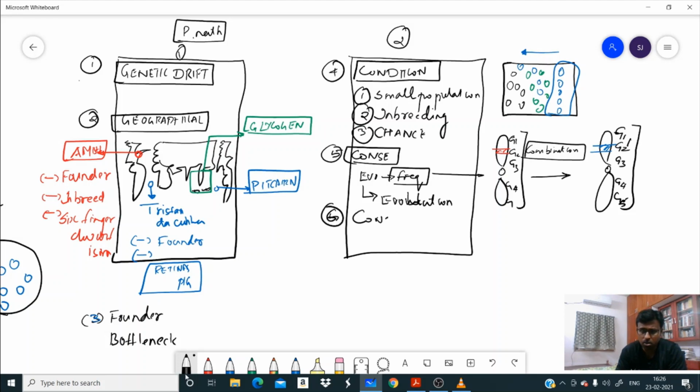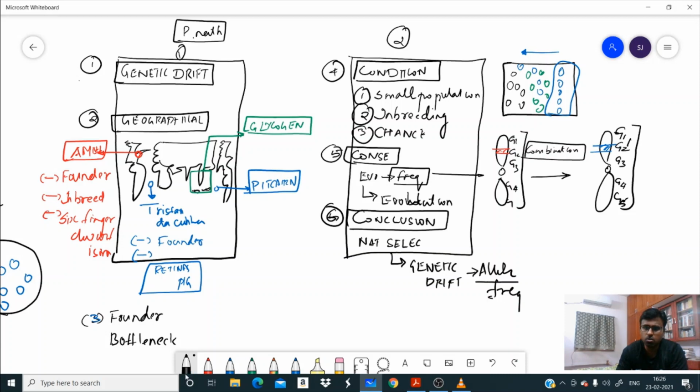And the conclusion is the same. As I told, natural selection is one method, but you can have genetic drift, for change in allele frequency, giving rise to evolution. And this is the question we have got.